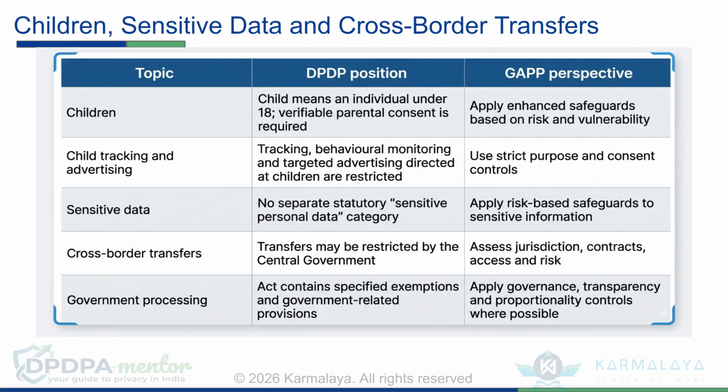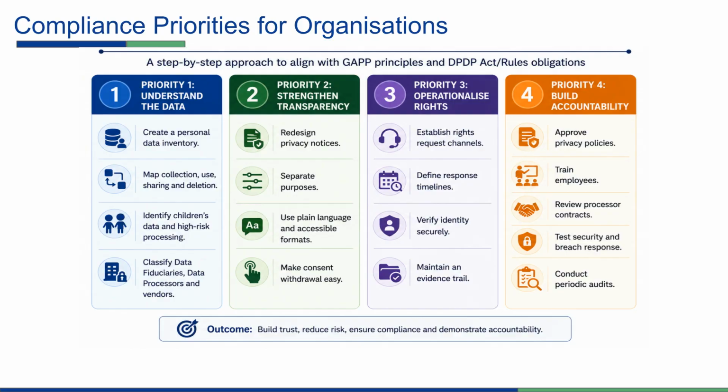Organizations should not interpret this as permission to treat health, biometric, financial, identity, or children's data as ordinary data. Risk-based governance should still apply enhanced safeguards. For cross-border transfers, the DPDP Act permits the central government to restrict transfers to notified countries or territories. To achieve compliance, organizations should prioritize understanding their data, strengthening transparency, operationalizing rights, and building accountability.